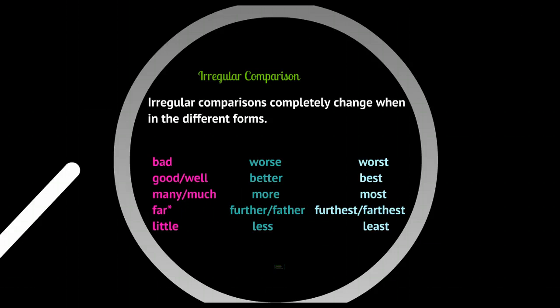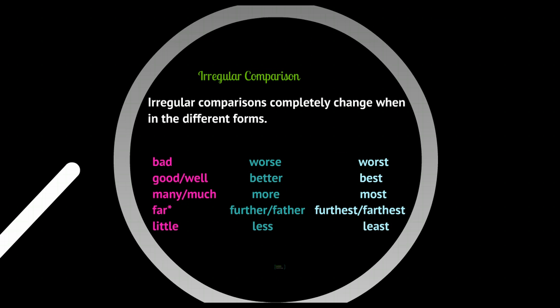Same with good or well. Remember, whether or not you're using it as an adjective or an adverb doesn't change. So if you're just trying to describe the verb, you would still need to use well. But when you're comparing it, you would say better and best. Same with many or much, more or most.